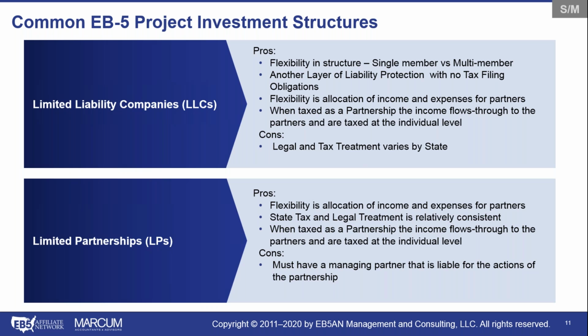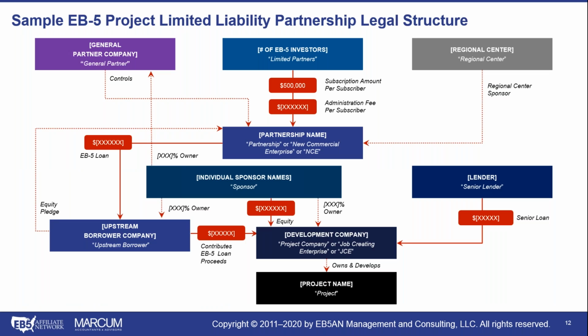So now we're going to shift gears and quickly walk through what a sample deal structure looks like using a limited partnership. First, the partnership is here in the center in blue. Typically the partnership is the new commercial enterprise, or the NCE, in the deal. That partnership is going to have limited partners up at the top center here. Each investor is a limited partner, coming into the investment at, before the rule change, 500,000. Now it is 900,000, plus some subscription fee is pretty common.